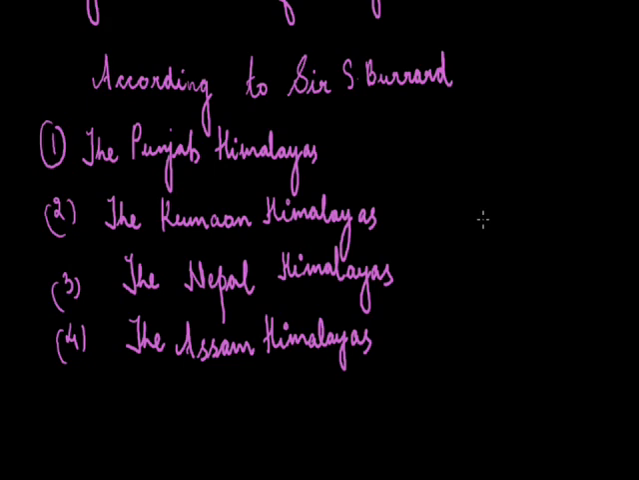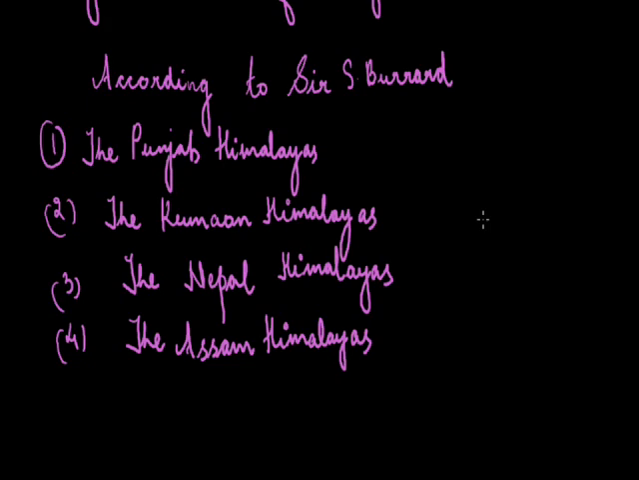Now coming to the Kumaun Himalayas. This section runs for a distance of 320 kilometers between the Satluj and the Kali rivers. Sometimes in MCQs you are asked about the ranges and the two rivers between which we have the extent of these regions. So you should remember that the Punjab Himalayas are between the Indus and the Satluj, and the Kumaun Himalayas are between the Satluj and the Kali rivers. This is higher than the Punjab Himalayas. Rivers like Ganga and Yamuna have their sources in the Kumaun Himalayas.